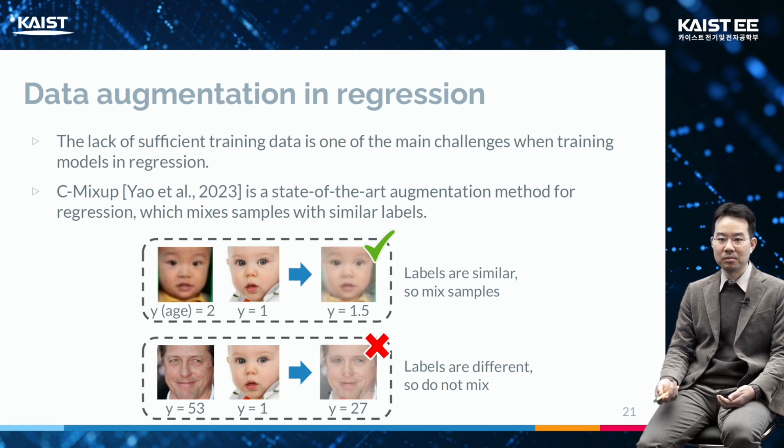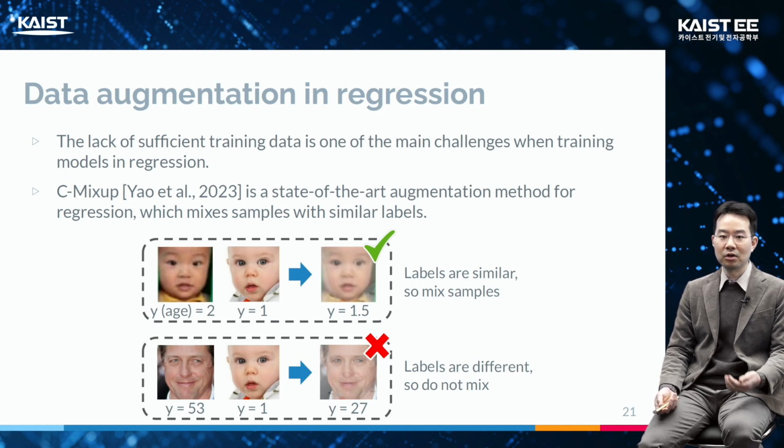So looking at the example below, on the top you can see there are two images of children. And let's say that the task is to predict the age of each person. Now, if you look at the labels, the two labels are pretty similar.